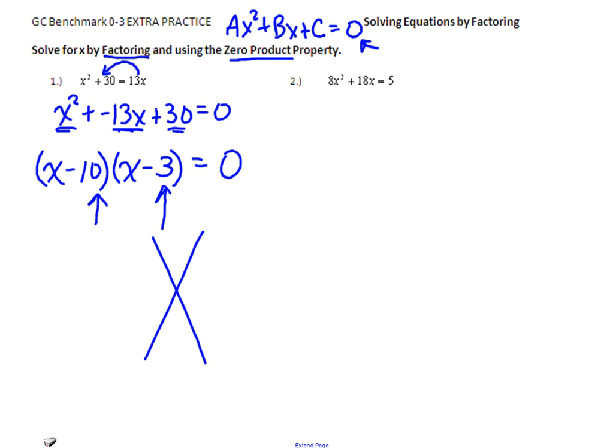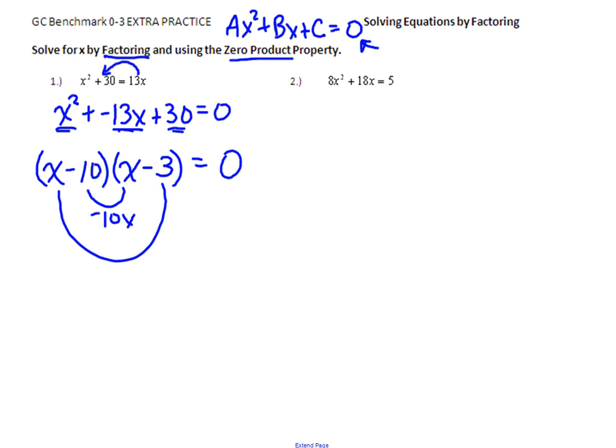And we check that with what we call the smiley face, inside and the outside. That should give us our middle term, the negative 13x, and it does when we add them together. So that's a lot quicker than going through that whole process. Get the same answers, 10 and 3.